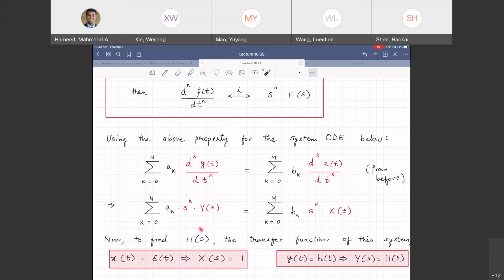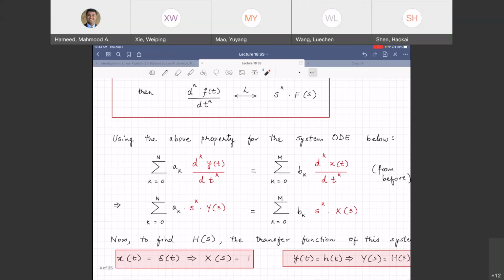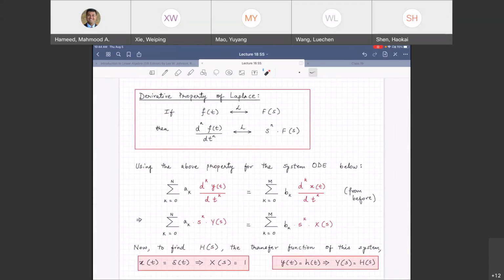Now, to find h of s, which is the transfer function, what do you do? You do y of s divided by x of s. So you've got a y of s from here, you've got an x of s from here, just divide them to get h of s, right? So when you need to find h of s, you can divide y of s by x of s, or the same thing you can do in this way.